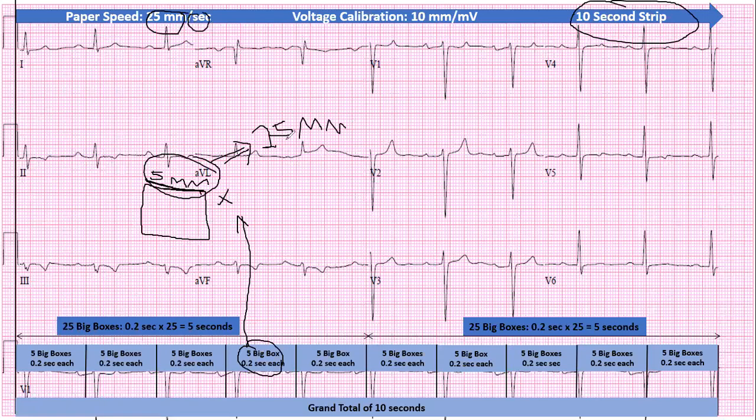And in terms of seconds, we know that the very same big box is 0.2 seconds, right? Now, there's 5 of those, therefore 5 multiplied by 0.2 is going to give you 1.